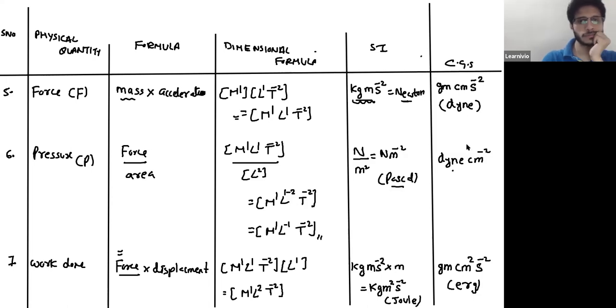Sir, are we going to use the dimensional formula in the book ahead or only in this chapter? We will use the dimensional formula only in this chapter. But you have to learn them. Yes, you have to remember. What is the SI unit of work done, kg meter or kg meter square per second square? Kg meter square per second square. It's two.